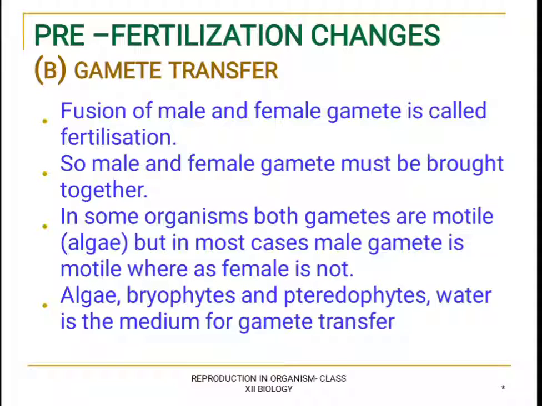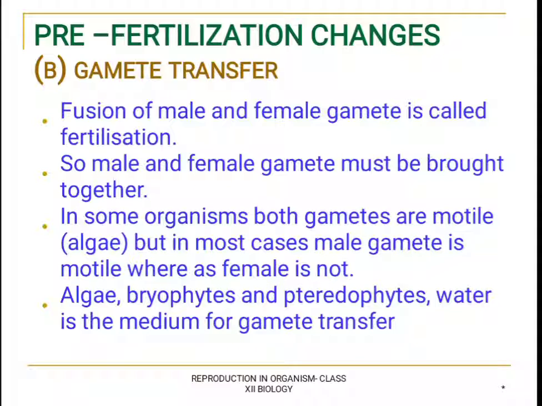During this transfer, a large number of male gametes fail to reach the female gametes, and to compensate for this loss, the number of male gametes produced is several thousand times the number of female gametes produced.